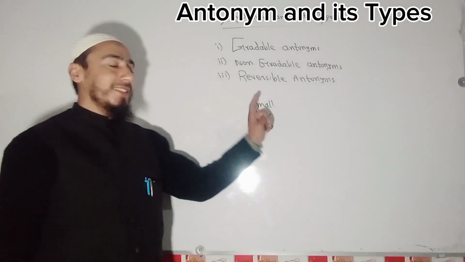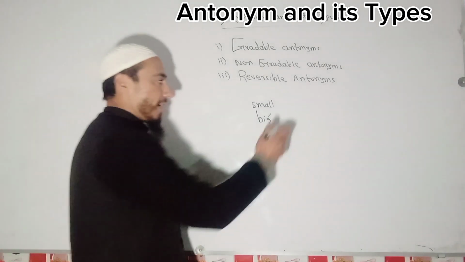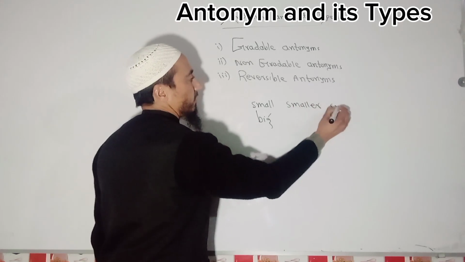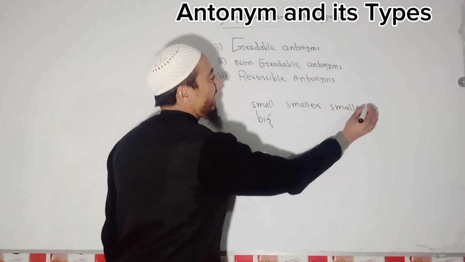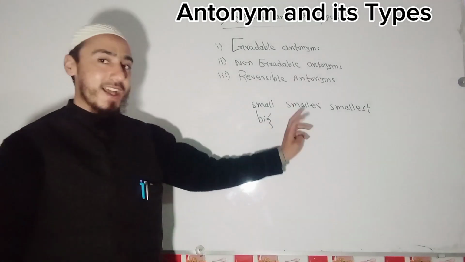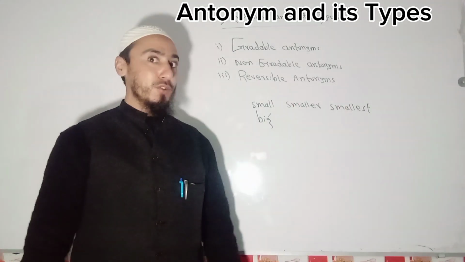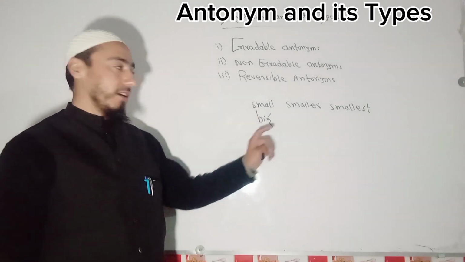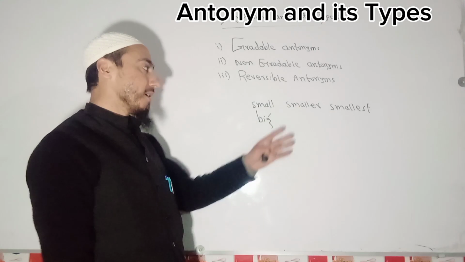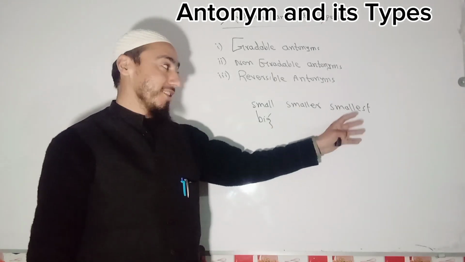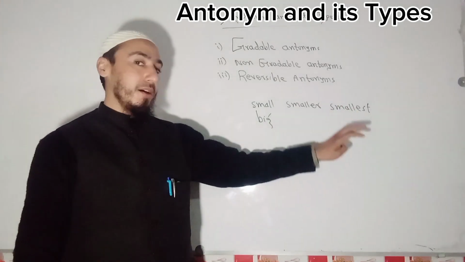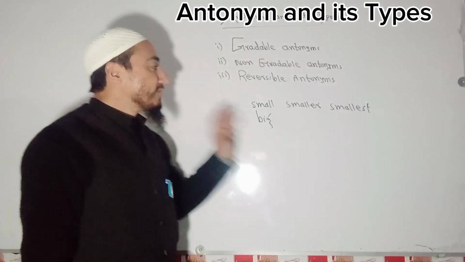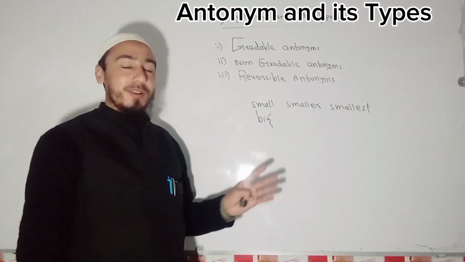But remember, this small can be graded. We have small, smaller, smallest. So it means it has a comparative form as well as a superlative form. When we say small, its antonym would be big. If we say smaller, its antonym would be bigger. If we say smallest, its antonym would be biggest. Okay. So now I think you know about gradable antonyms.